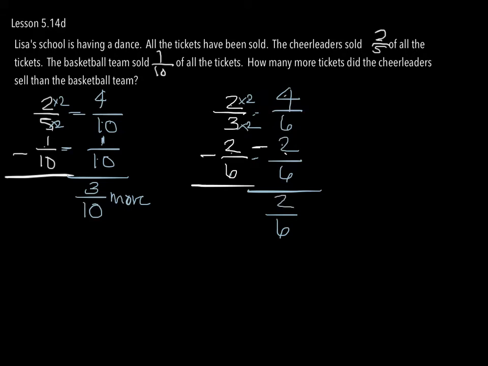Now, depending upon the problem, boys and girls, you might have to reduce this. What goes into both 2 and 6? Hopefully you realize, well, 2 and 6 are even numbers, so they are both divisible by 2. 2 divided by 2 is 1. 6 divided by 2 is 3. So 2/6 is the same as 1/3. We'll give you one more problem as an example, and then it'll be time to work on your own.